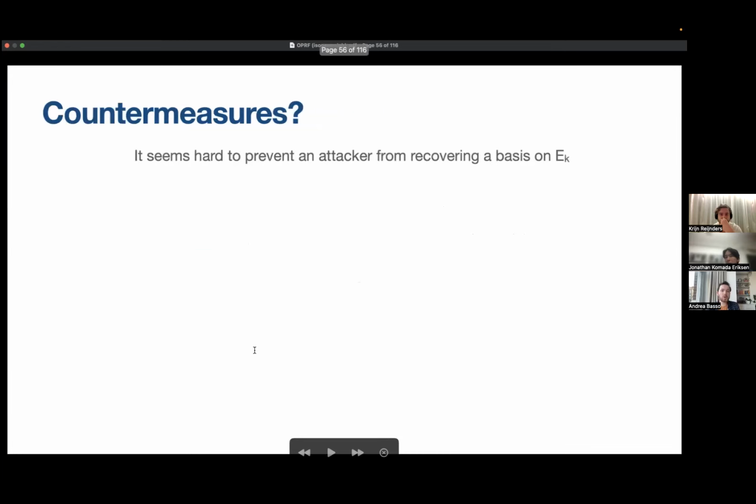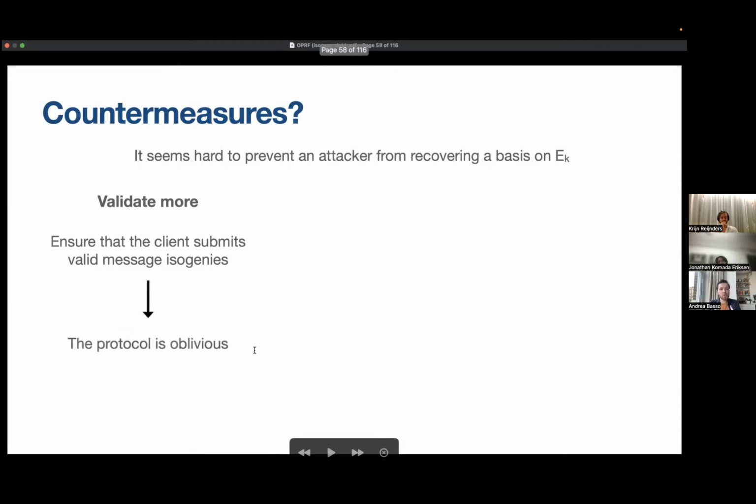Now that we've seen the attack, how do we prevent it? In general, it seems somewhat hard to prevent an attacker from doing that kind of operation and recovering a basis on EK. Here are three approaches that I considered. One approach is that we simply validate more. The attack, in order to work, required using very specific queries, very specific points. And this goes against the protocol, because the protocol requires that these input isogenies are obtained by hashing a message. So we could simply validate more.